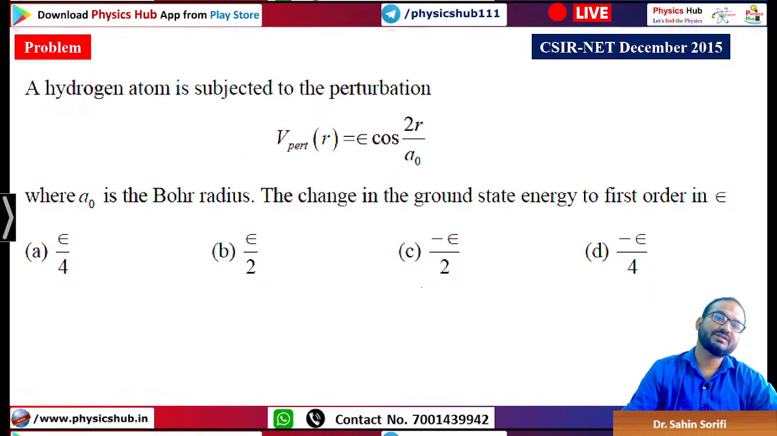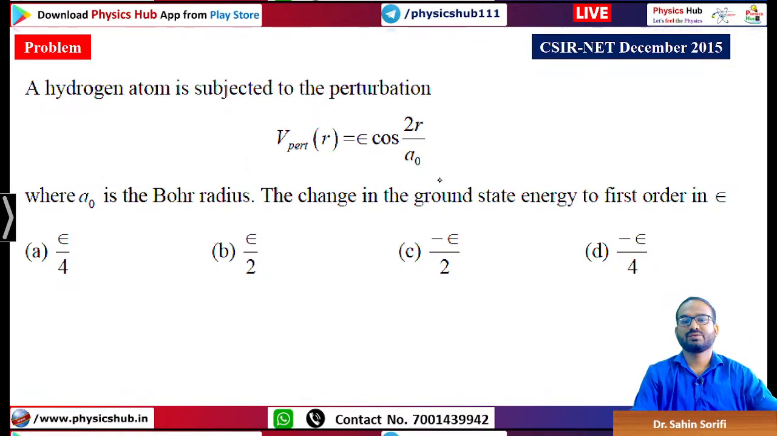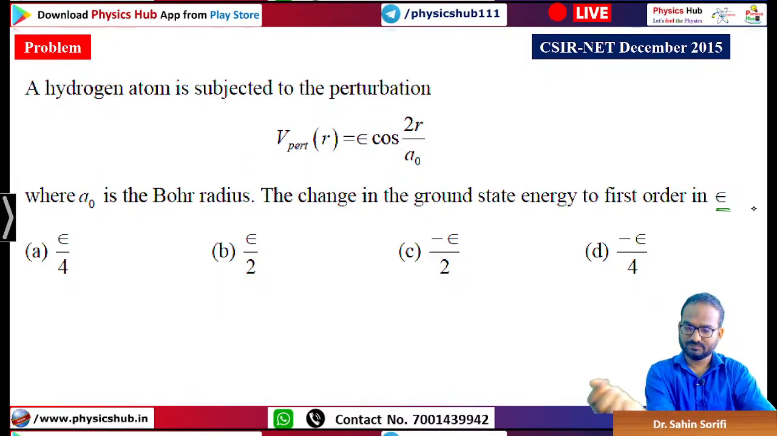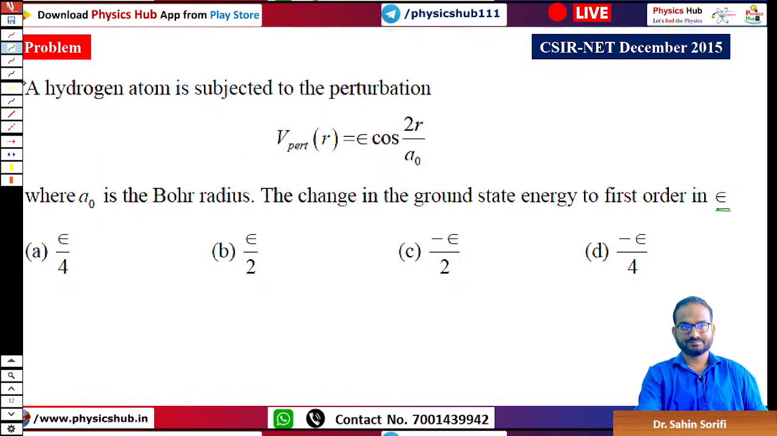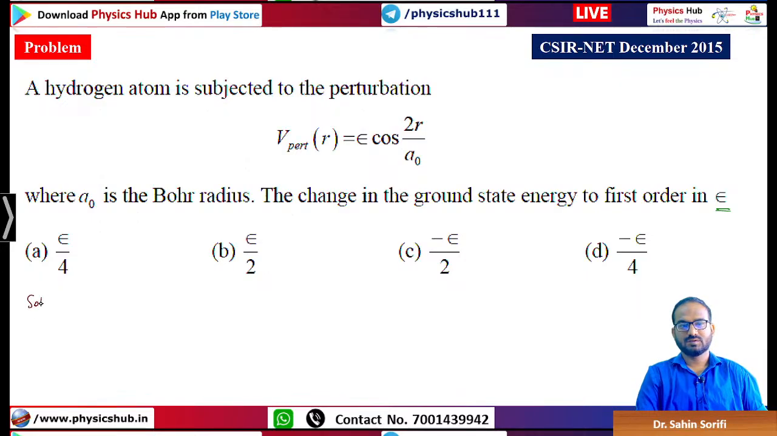A hydrogen atom is subjected to the perturbation epsilon cos(2r/a0), where a0 is the Bohr radius. Find the change in ground state energy to first order in epsilon. Simple. You just need to express cos in terms of the exponentials. Ground state energy, first order.